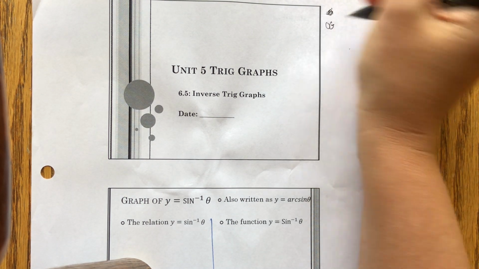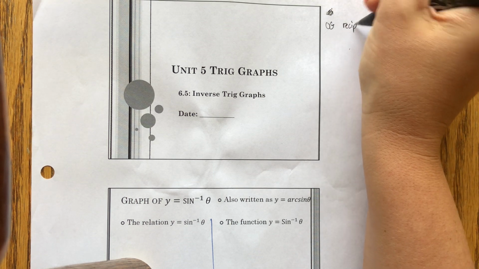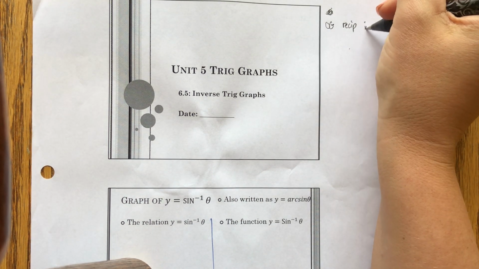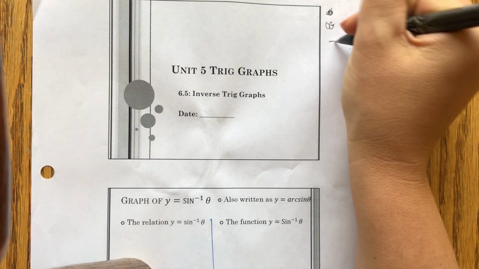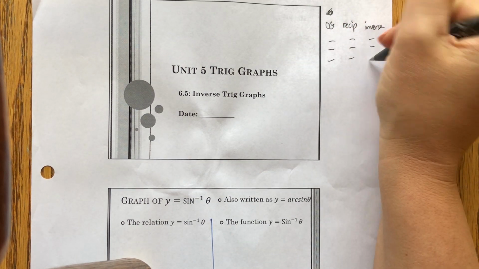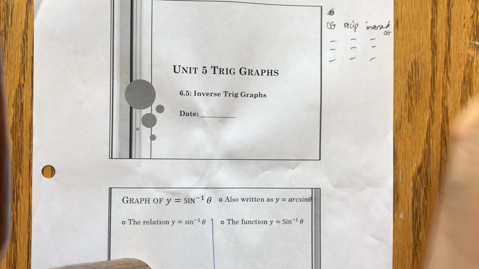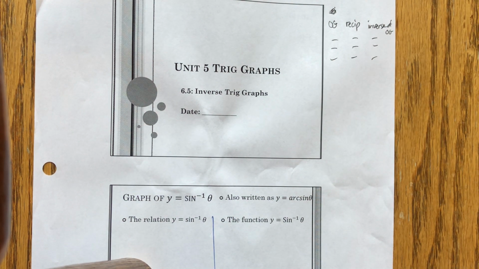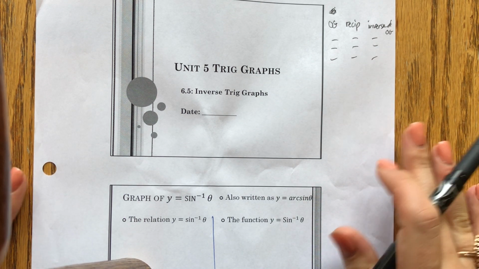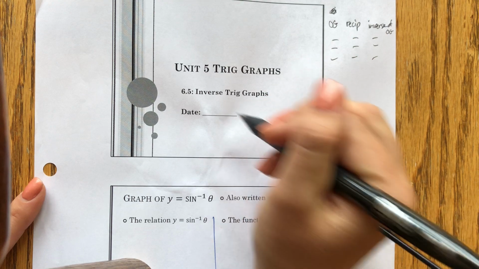You have the OG, you have the reciprocal, and then you have the inverse. So there's 3, and we never do the inverse of the reciprocal. Reciprocal of OGs, inverse of OGs. So these are 3 brand new graphs we're going to learn in one lecture. Oh boy. So write the date.